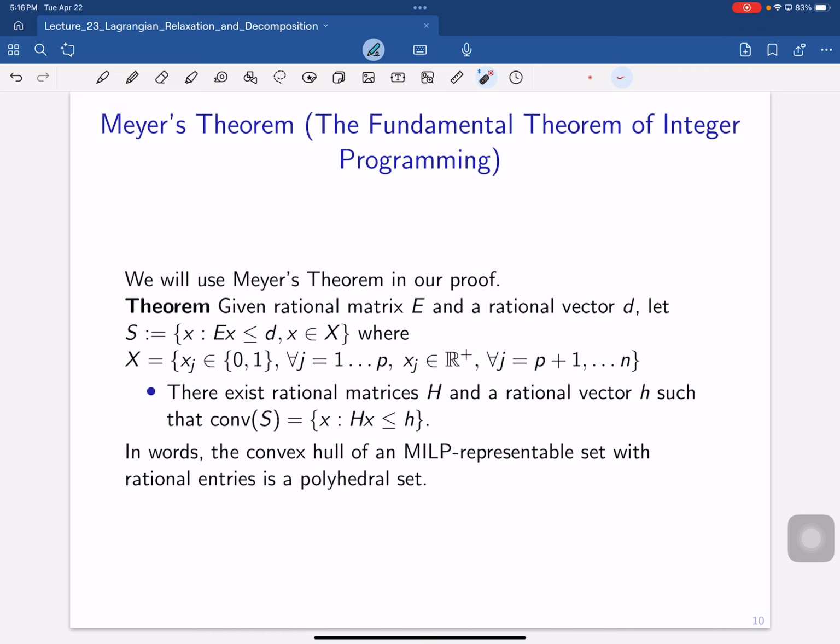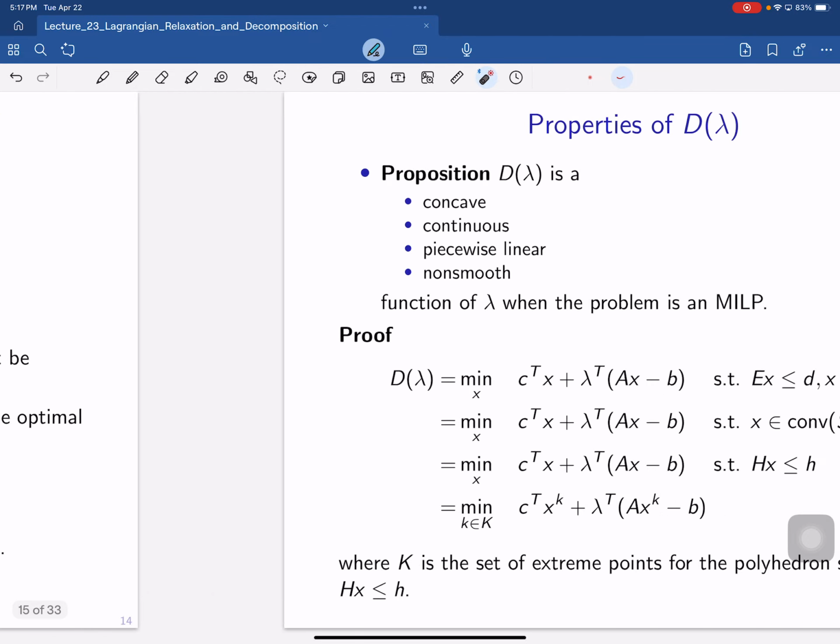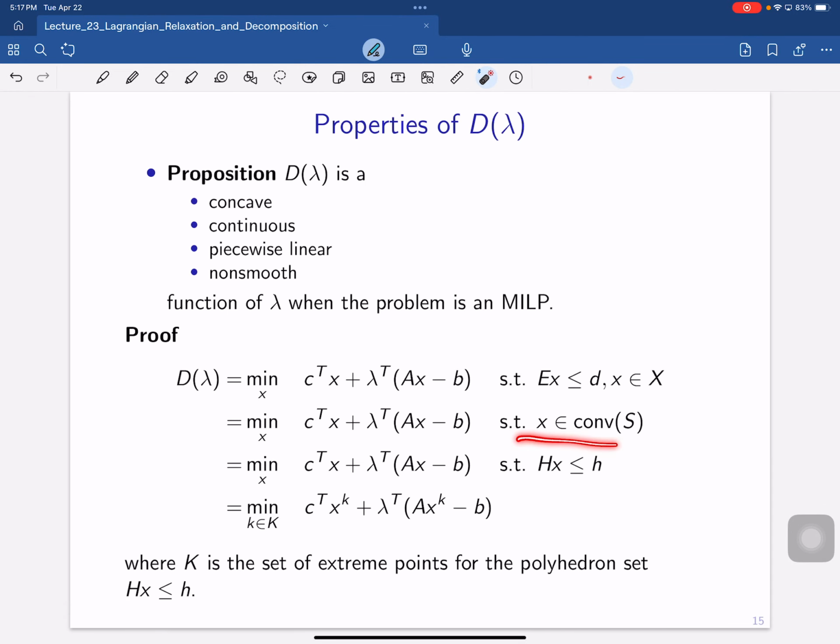In words, for most mixed integer linear programs, assuming you represent all the numbers using rational numbers, it's not a very restrictive assumption, because rational numbers are dense enough to get as close as possible to any real number you want to approximate. With that, you can see that for any MILP, you can represent its convex hull as linear constraints. So that's what Meyer's theorem says. That's why, if you want to represent the convex hull, you can replace it by Hx less than or equal to small h.